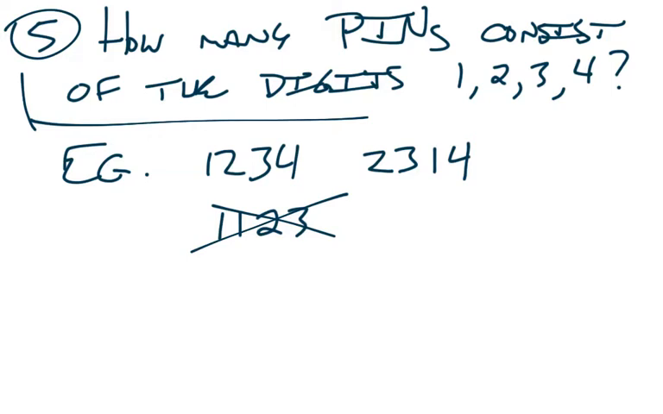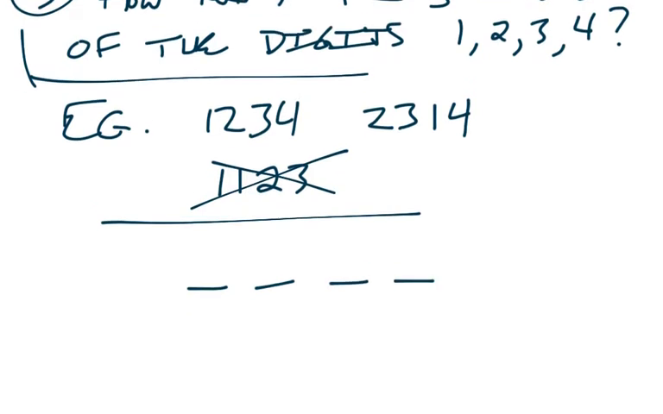Okay, so we're going to view this the same way we've been viewing all of these. We have decisions to make, right? We've got 4 positions in our pin, and we have 4 options for the first one. It could be either a 1, a 2, a 3, or a 4. So we've got 4 options right there.